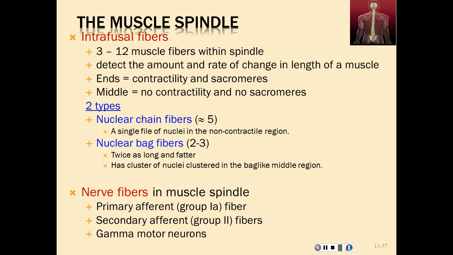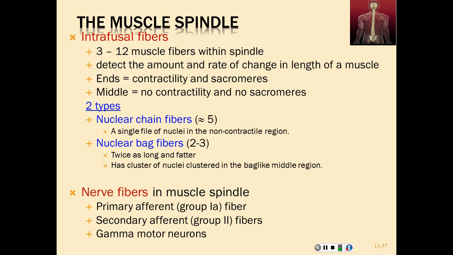Now the intrafusal fibers are modified muscle fibers that have contractile ability only at two ends. There are two classes of fibers. We have the nuclear chain fibers with a single file of nuclei in the non-contractile region. They are typically 5 in a spindle. Now the nuclear bag fibers with nuclei clustered in the bag-like middle region. They are typically 2 or 3 in a spindle.